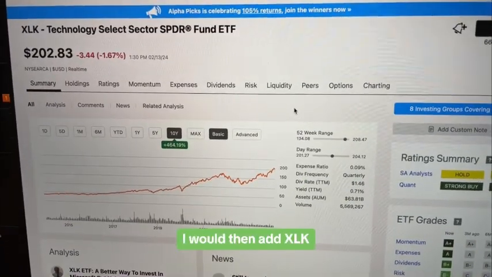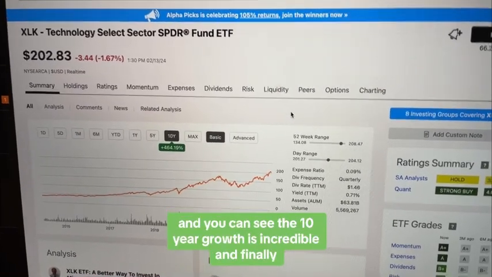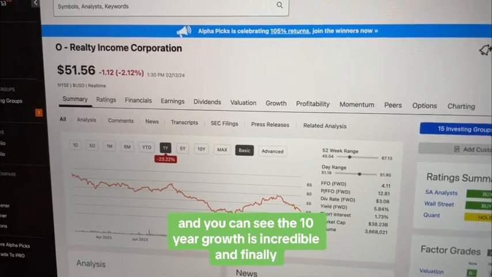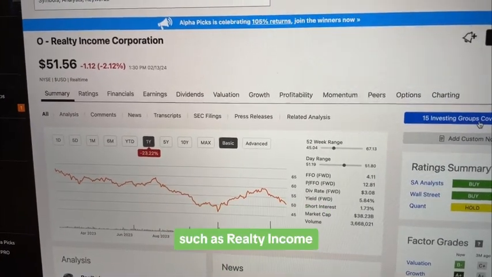I would then add XLK. It is the technology heavy ETF, and you can see the 10-year growth is incredible. And finally, the 4th investment I would make would be in a real estate investment trust such as Realty Income.